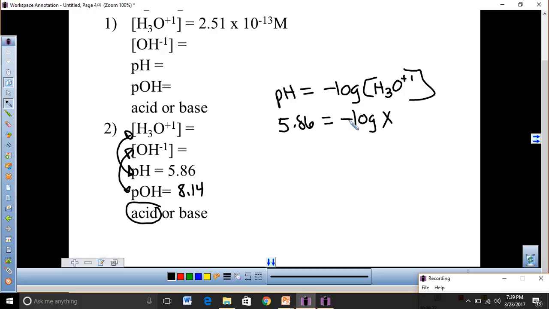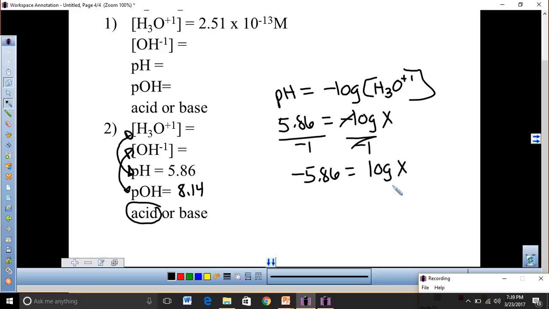I've got to get the negative to the other side, so I've got to divide. You don't have to show me all your algebra. I'm doing it just so you know what I'm doing. So I'm dividing by -1 to get rid of the -1. So put that over there.